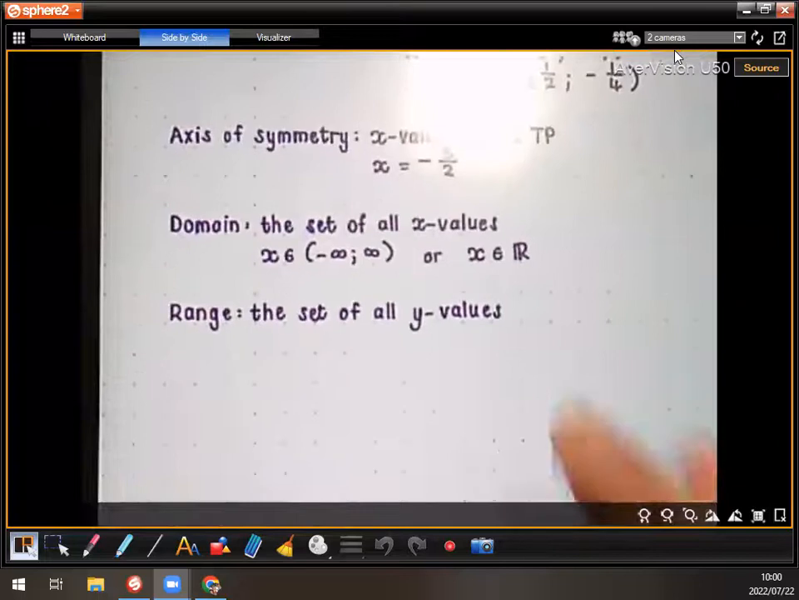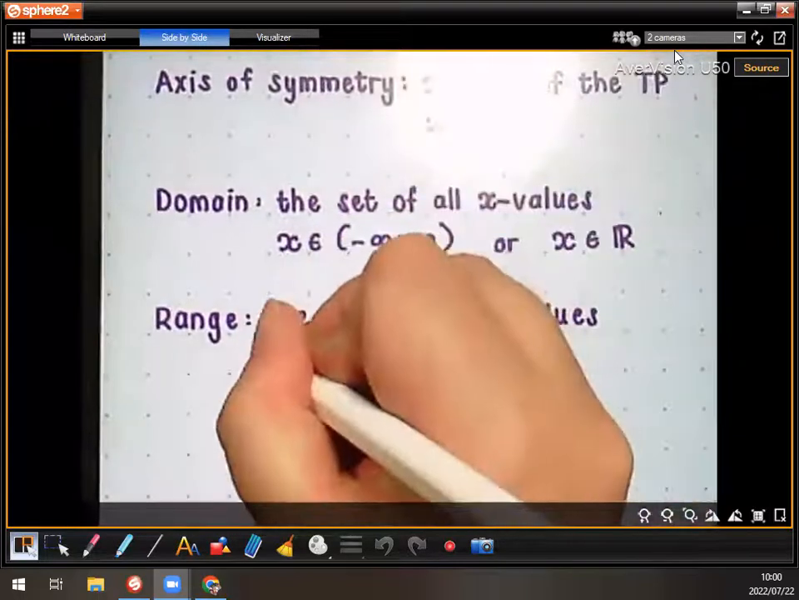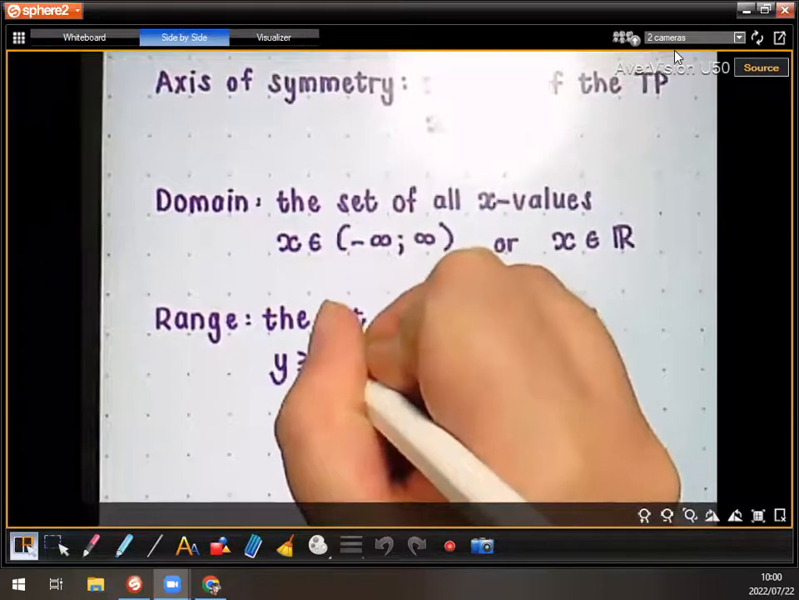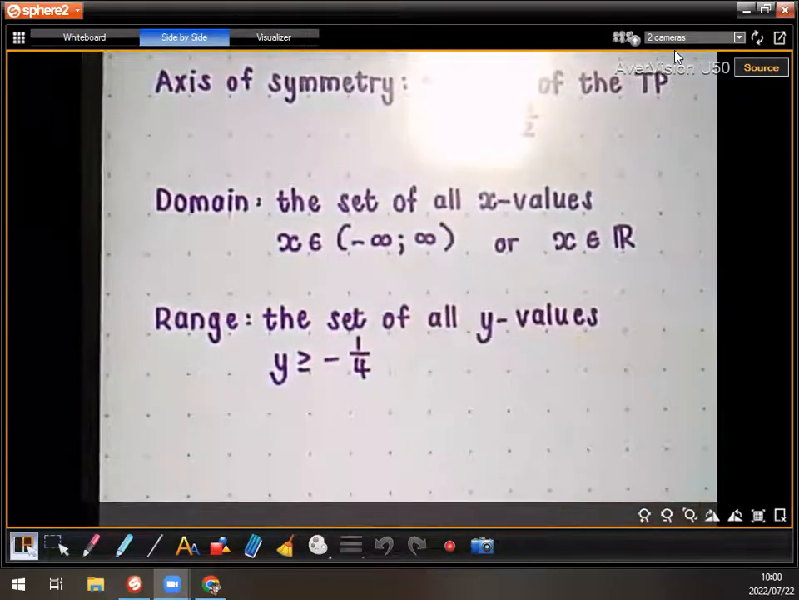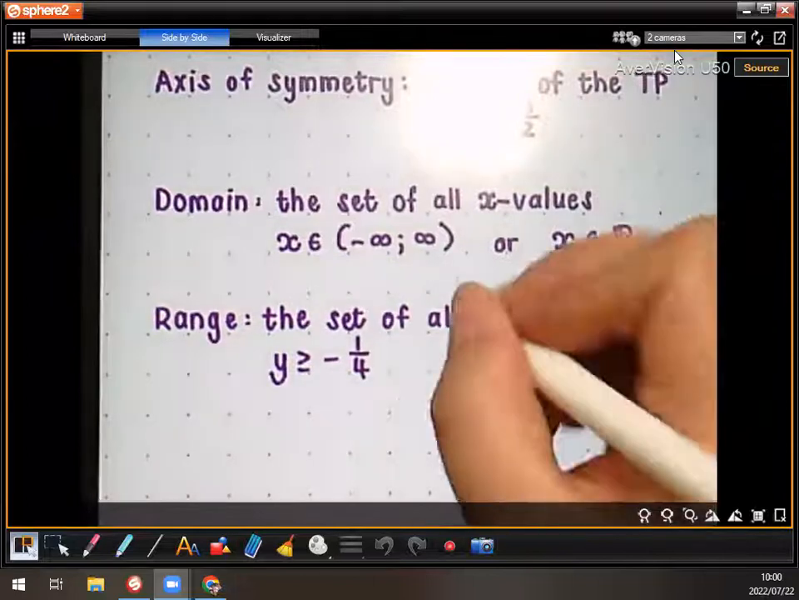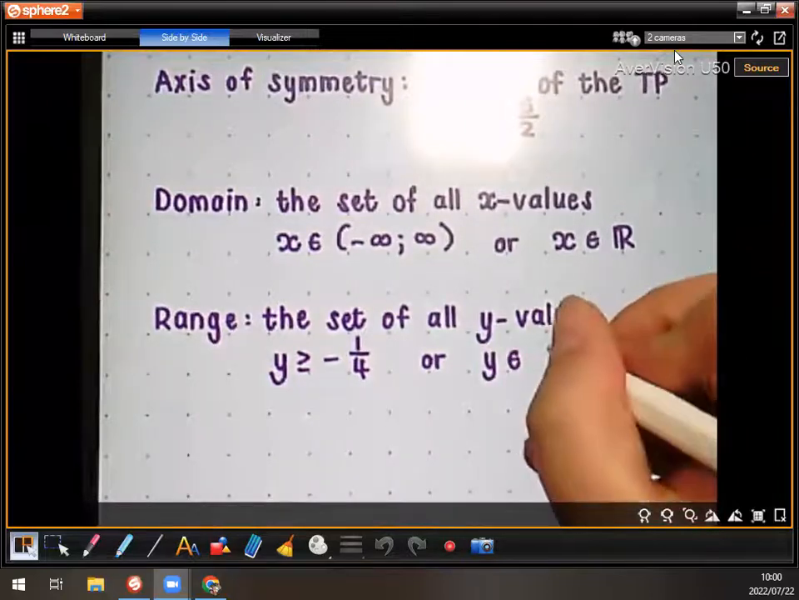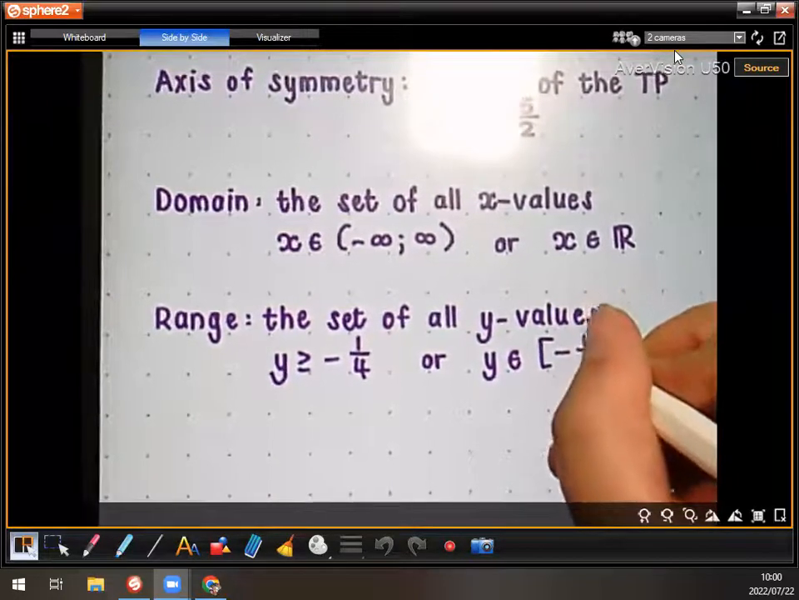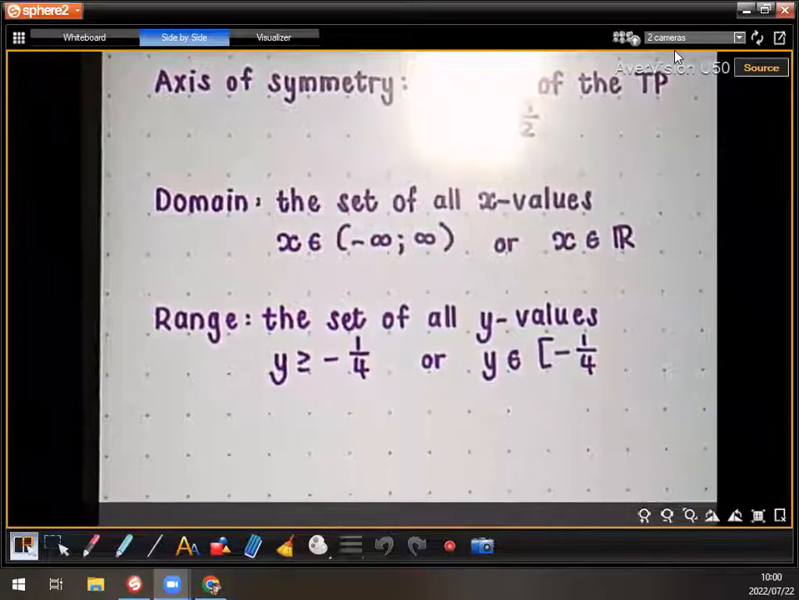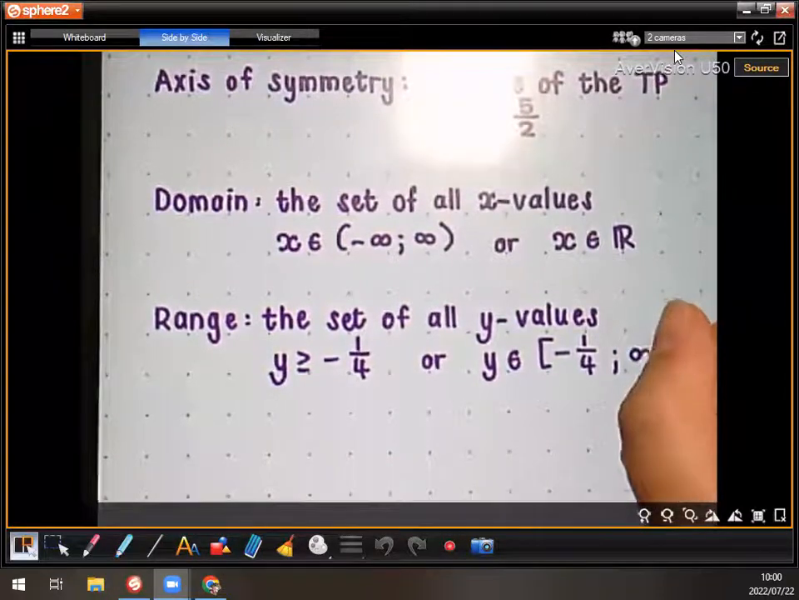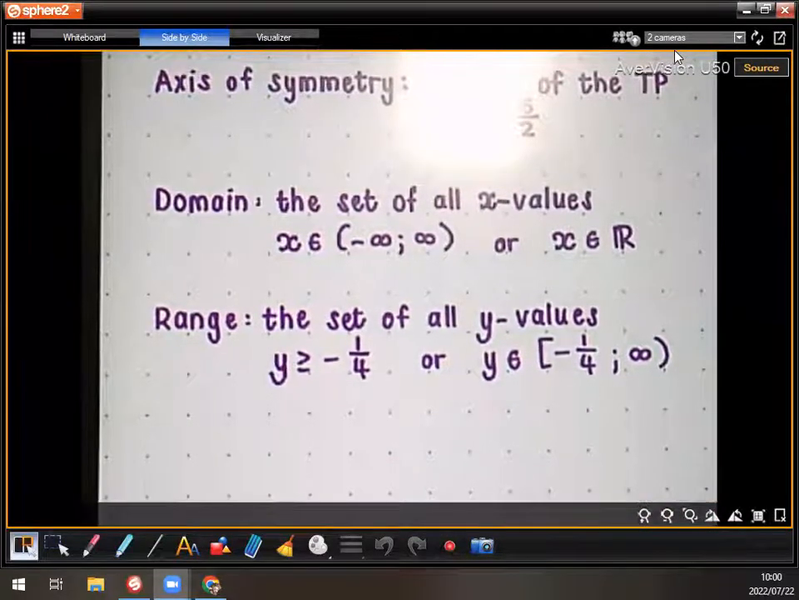There are different ways of writing it. You can say y is greater than or equal to negative a quarter if you want to, just like that. Or you can say y is an element of, now the smallest y value, like we said, is negative a quarter, so you always write the smallest value first. But because there's actually a point at negative a quarter, we have to use a square bracket. And then that will go all the way up to infinity, and we remember for infinity always a round bracket.